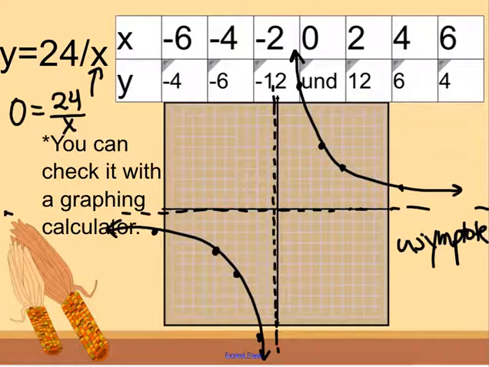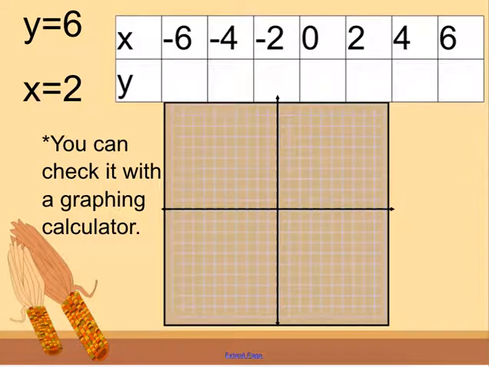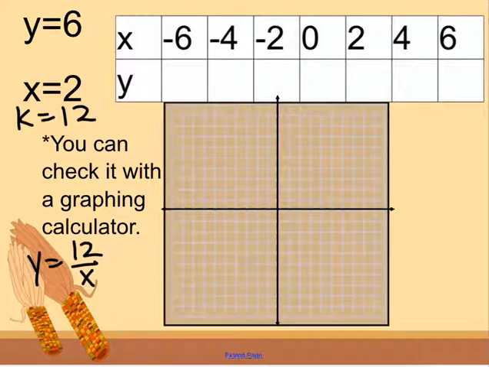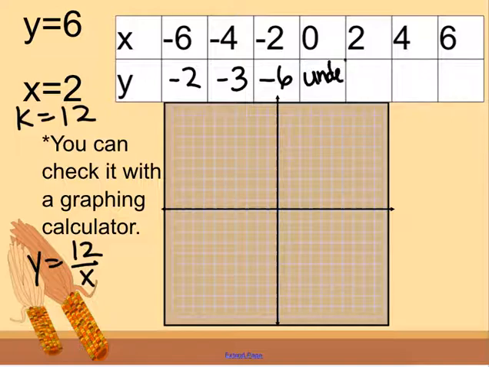So similarly, let's do another one. If I have y equals 6 and x equals 2, that means that my k, my constant, is 12 by multiplying those together. So my equation is y equals 12 divided by x. So that when I fill these in, 12 divided by negative 6 is negative 2. We get negative 3. We get negative 6. 0 is still undefined. Okay. We plug in 2 and we get 6, 3, and 2.